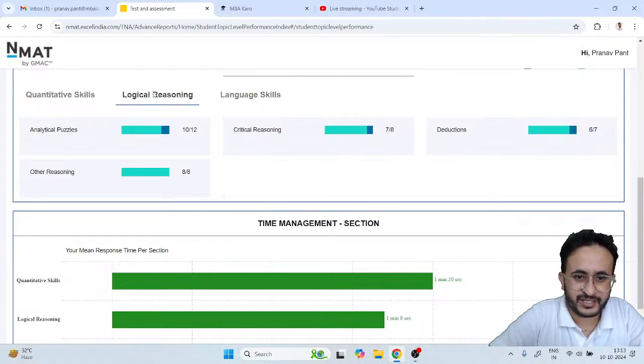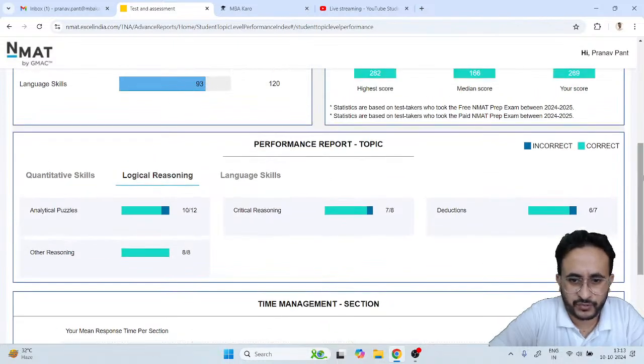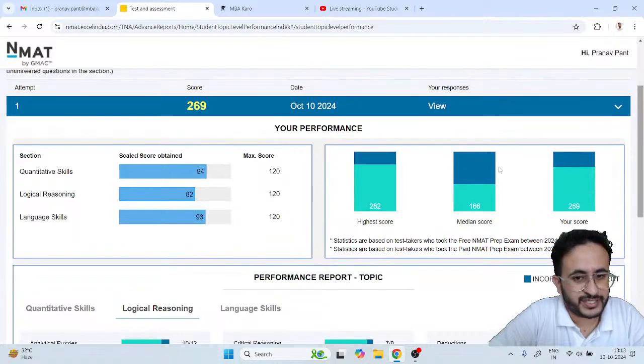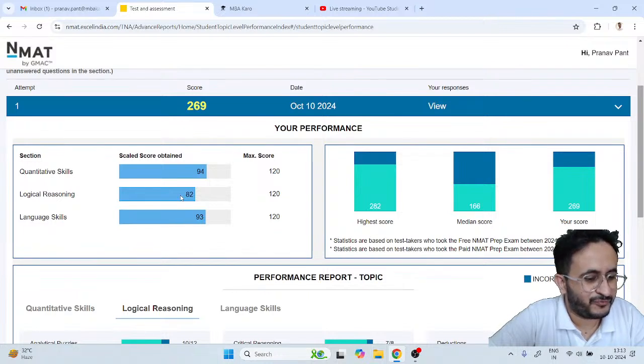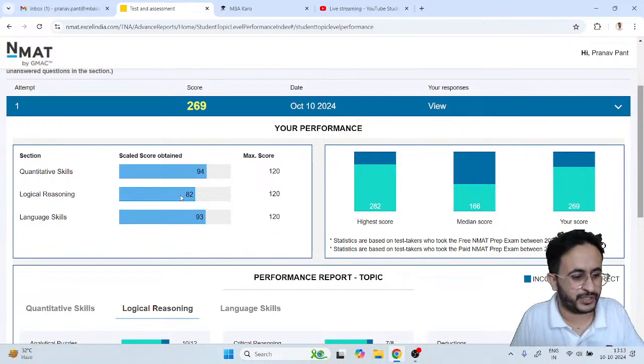Let's see logical reasoning. How many have I got correct? Okay, logical reasoning is quite a surprising score. I just got 2, 3, 4 incorrect, and the score is quite low. So I'm not satisfied with my score, but can't help. Okay, so that is NMAT for you. You do not know what the scoring algorithm is.